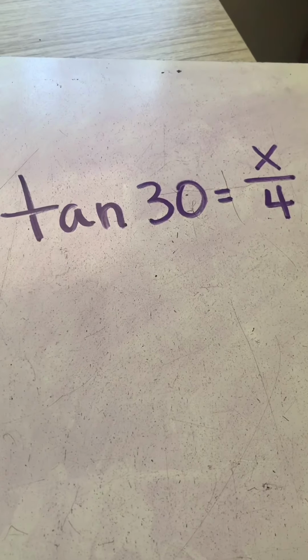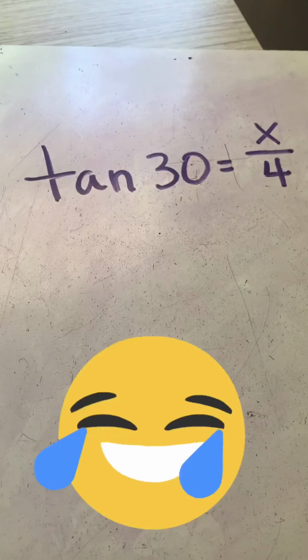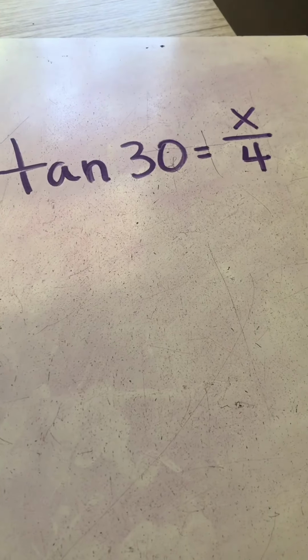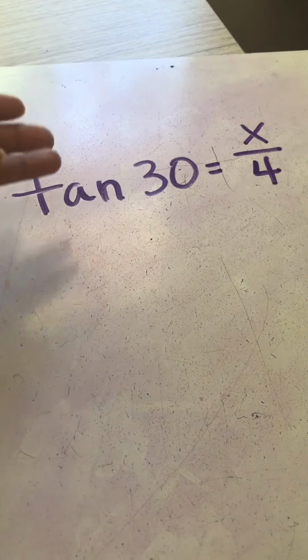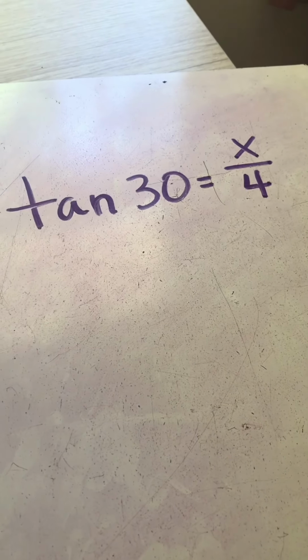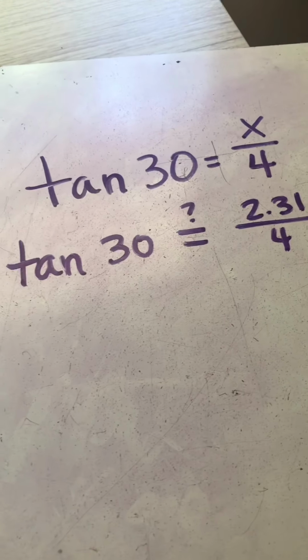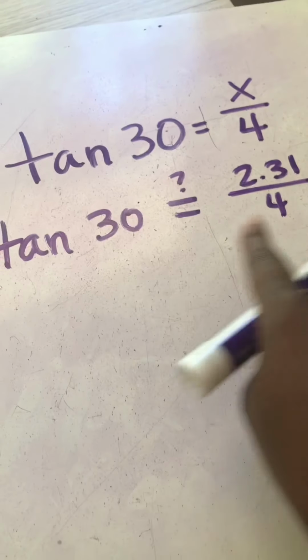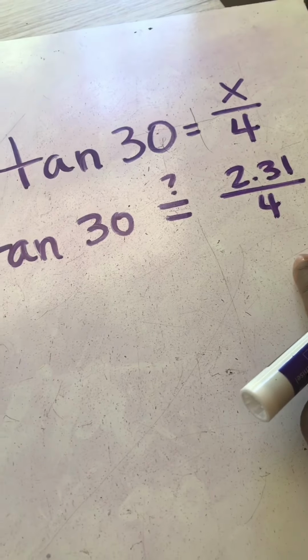Now some of y'all may say, how do I check to make sure my answer is correct? Remember we started with tan 30 equal to x over 4. Now since we know what x is, we should be able to plug it back in, and these two things should give us just about the same thing. So when I put tangent 30 into the calculator, that value should be something like 2.31 over 4.